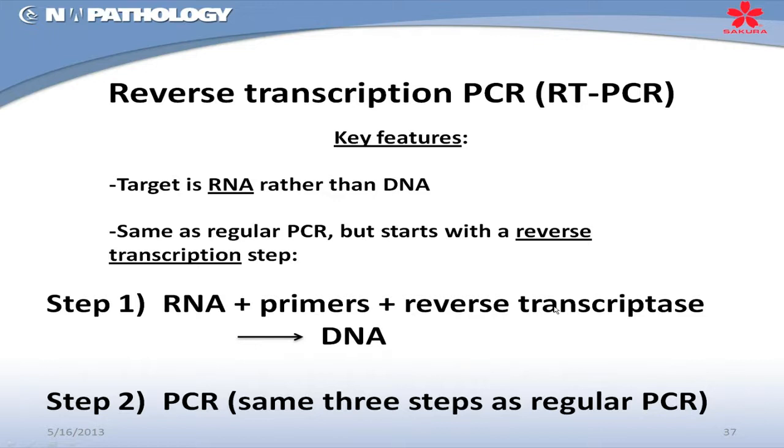And if you think back to the central dogma, the normal flow of information is from DNA to RNA. Normal transcription is from DNA to RNA. So reverse transcription is from RNA to DNA. And this is a special enzyme that we get from viruses that do this, that can take an RNA target and create a DNA molecule from it. So reverse transcription PCR is just a first step of RNA target plus a specific primer plus this reverse transcription enzyme to create a DNA copy of that RNA, and then regular PCR like we just described.